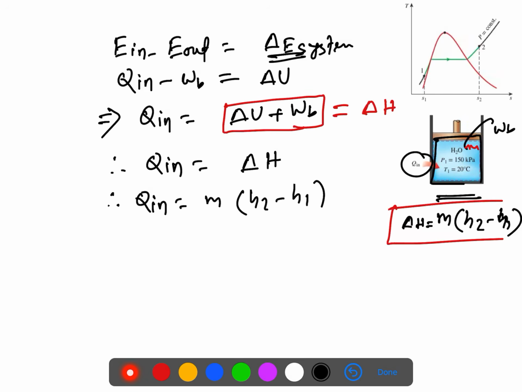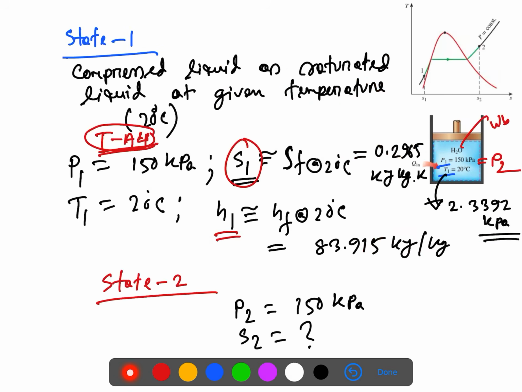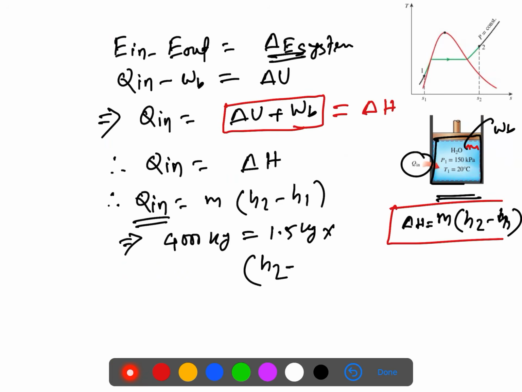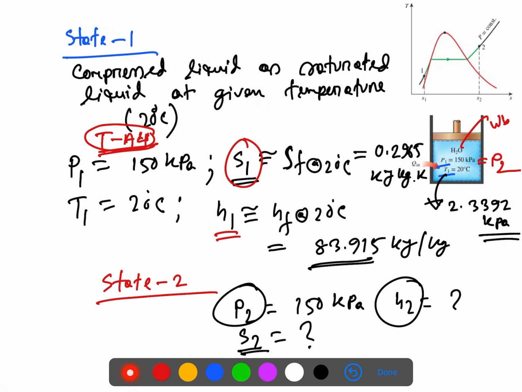So look here, we know this Q in, which is given in the question, 4000 kJ, and m is 1.5 kg. What is h2? We need h2. I showed you here, if we get h2, then by using this P2 and h2, we will get S2. So h2 is unknown, we are looking for it, and h1 you can see from the previous one is 83.915.